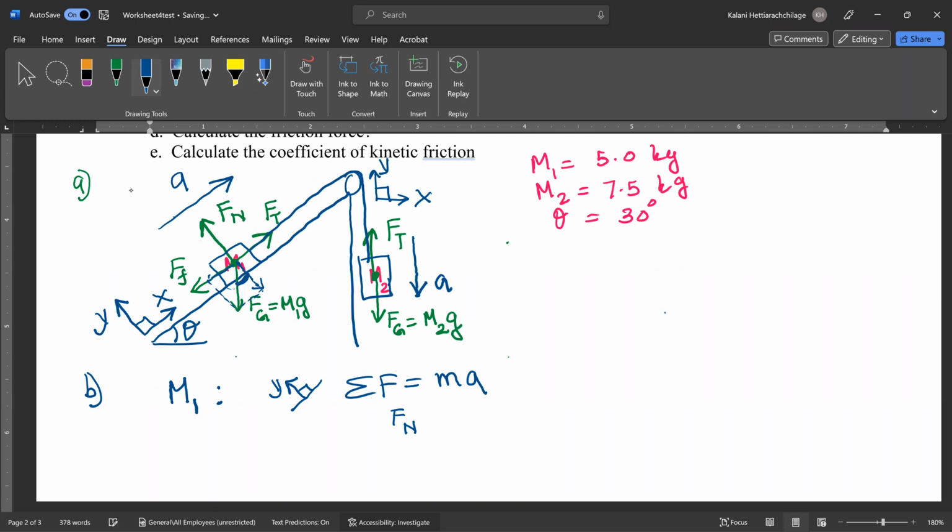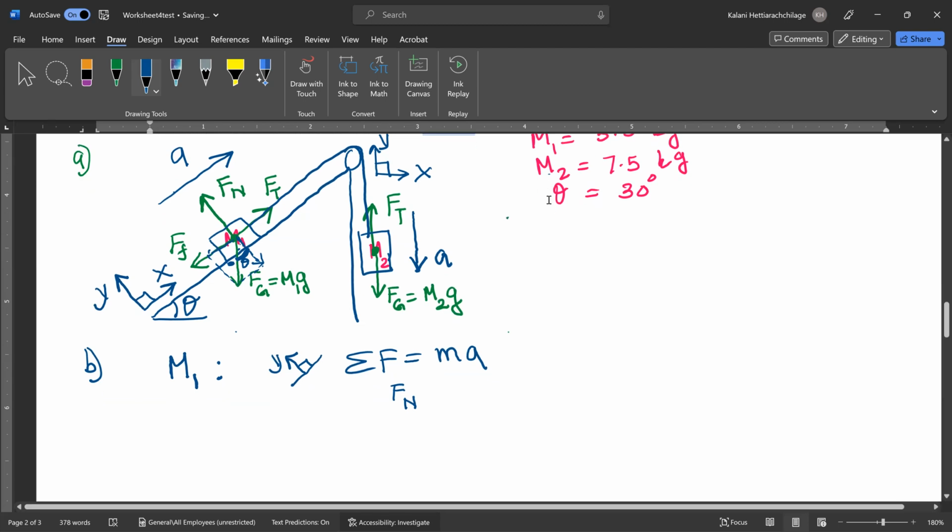Double check, or ask if you don't understand. That angle is theta. Why? Because this angle is 90 minus theta, and then this angle is 90 minus theta, so this should be theta. Okay, so you write it down.